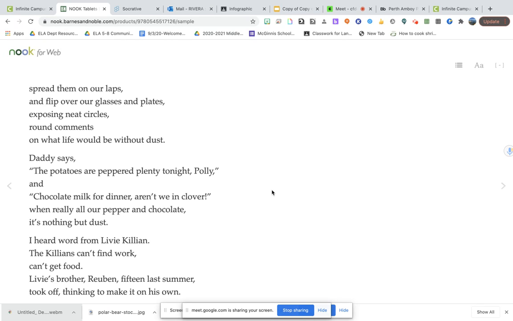The Killians can't find work. Remember, Livy was the little girl who left to go to California. So they're finding out that the family that left, they can't find work. They can't get food. Livy's brother, Reuben, 15 last summer, took off thinking to make it on his own. So the younger brother just left the family because he's, I guess, tired of it all.